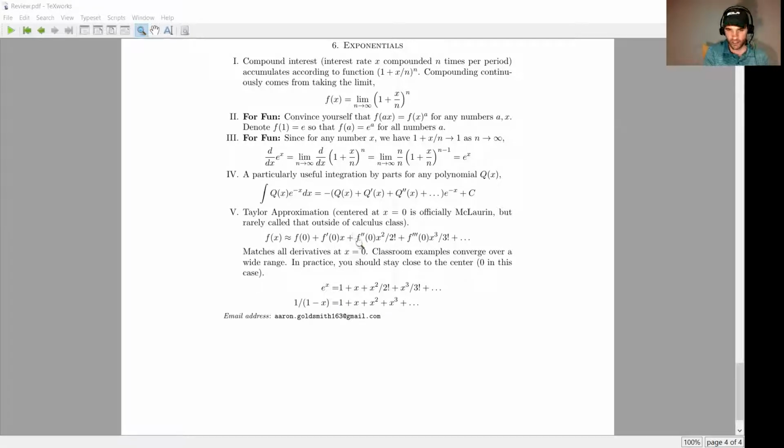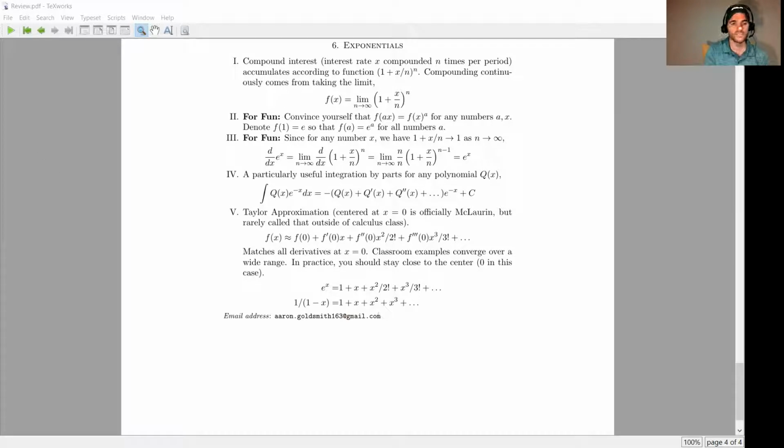And that's because the derivatives at 0 are all 1. So if you plug in 1 for all these derivatives, you get this series. And then 1 over 1 minus x is the series where all the coefficients are 1. You could check that by multiplying both sides here by 1 minus x.